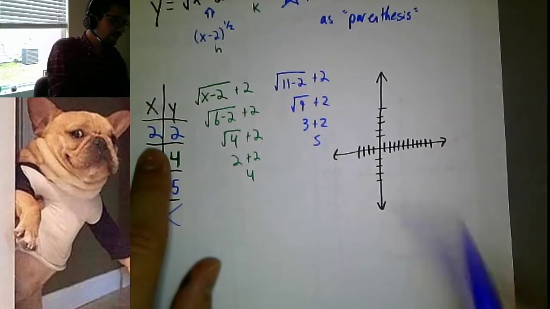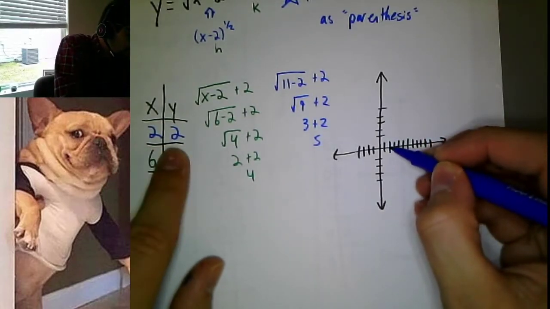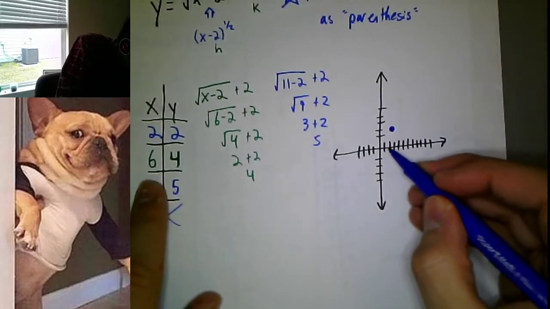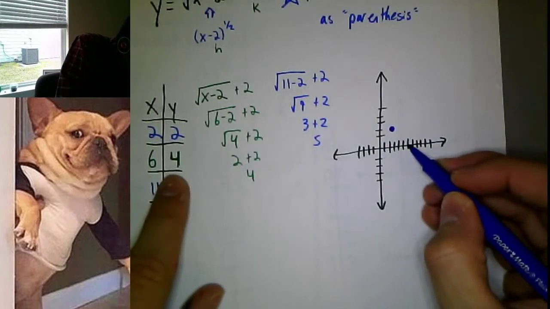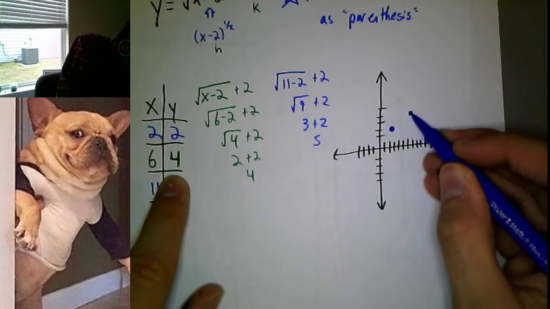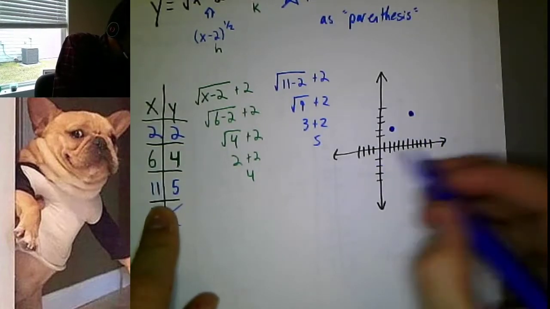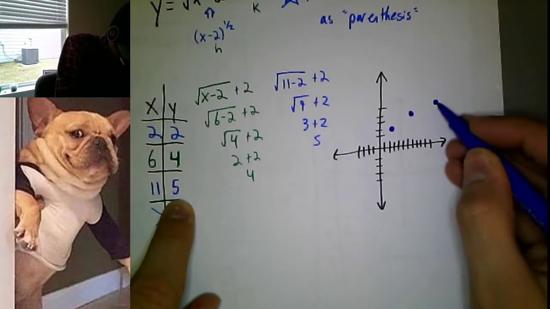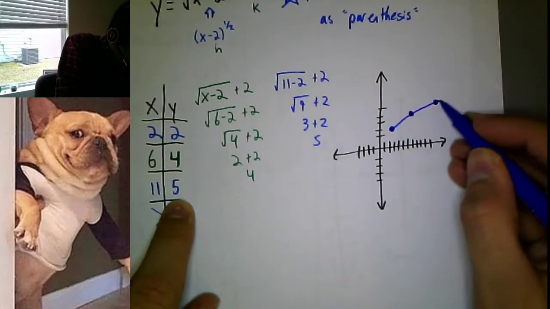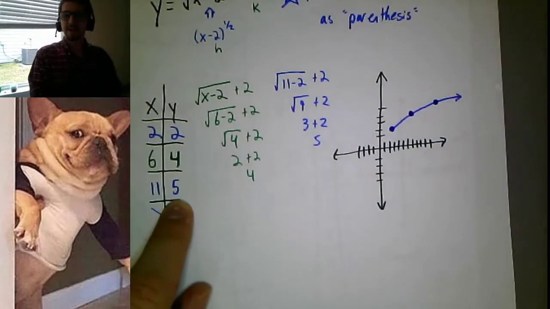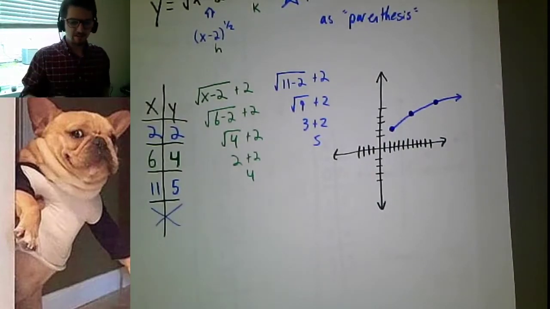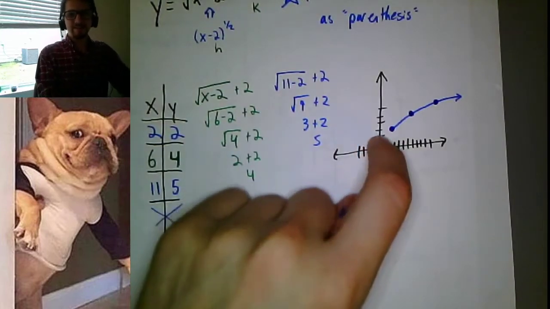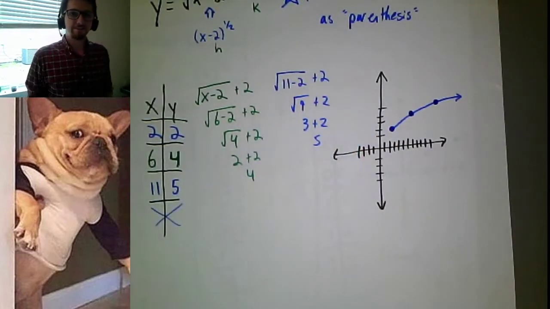I start at right 2, up 2. Then I go to right 6. 1, 2, 3, 4, 5, 6. Up 4. 1, 2, 3, 4. And then I go out to 11. Up 5. 1, 2, 3, 4, 5. Does my shape look like half of a parabola? Yes, it does. Is my vertex at positive 2, 2? Yes, it is. Then I did it correctly.